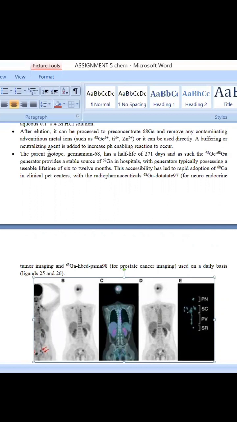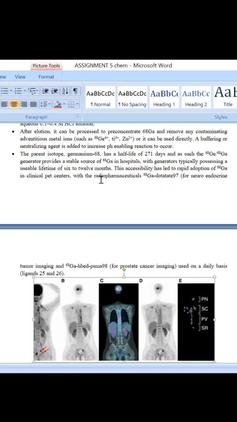A buffering or neutralizing agent is added to increase pH, enabling the reaction to occur. The parent isotope germanium-68 has a half-life of 271 days, and as such, the germanium-68/gallium-68 generator provides a stable source of gallium-68 in hospitals, with generators typically possessing a usable lifetime of 6 to 12 months.